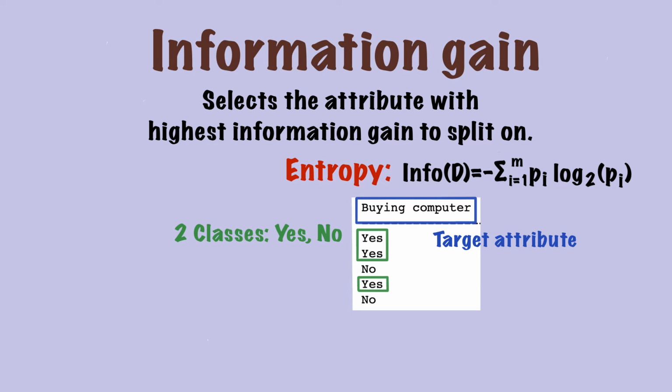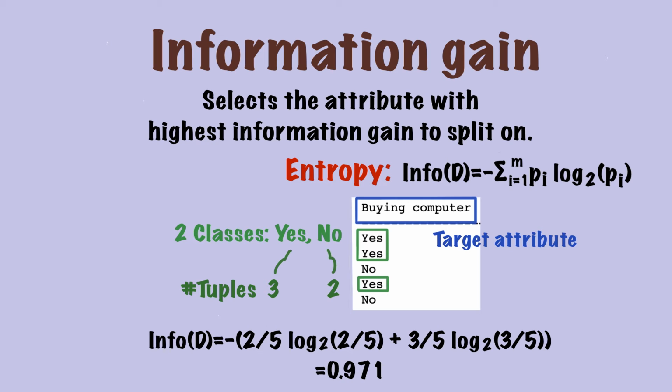Next, there are 2 classes in this attribute, which are yes and no. Therefore, the m in the formula is 2. Further, there are 3 people buying a computer, 2 people don't. Now, we just plug in the formula. The entropy for this database is 0.971. Specifically, the orange part is for class no, since Pi is 2 over 5, which means 2 out of 5 people don't buy a computer. Following this, the purple part is for class yes, since 3 out of 5 people buy a computer, and that's how we calculate the entropy.